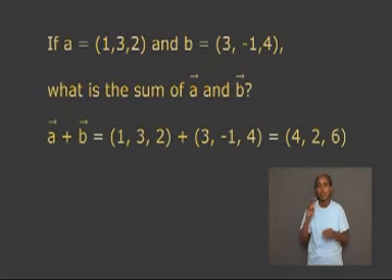Since the sum of two vectors is obtained by adding the corresponding coordinates of the two vectors, we can derive that vector A plus vector B is equal to the coordinates 1, 3, 2 plus 3, -1, 4. This equals the coordinates 4, 2, 6.